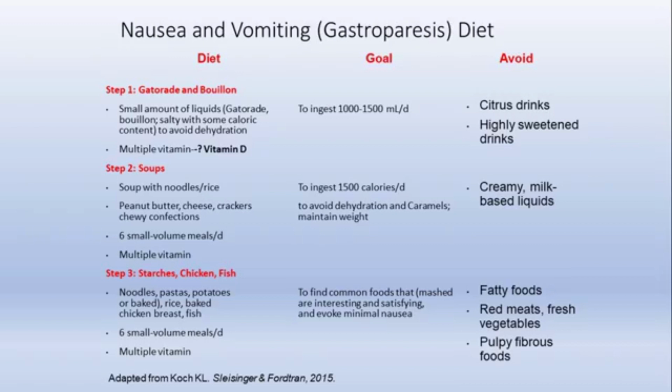Look what I have there to avoid. Creamy. This is not cream of onion soup or cream of mushroom soup. This is not milk-based, but the lighter soups. When that's tolerated, folks go to step 3.